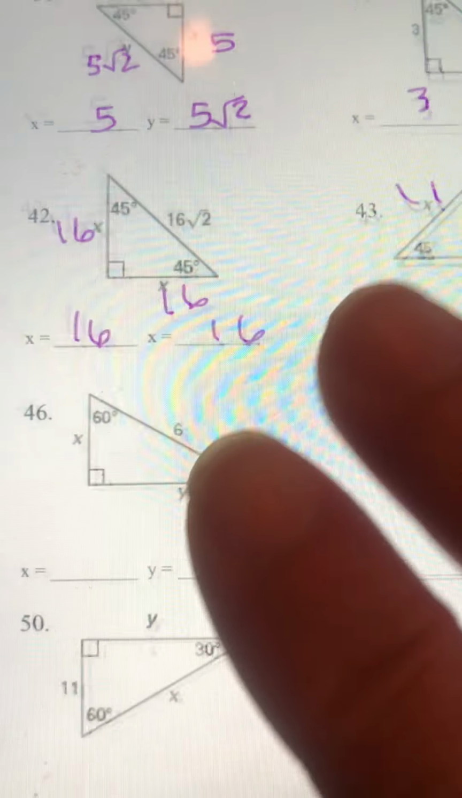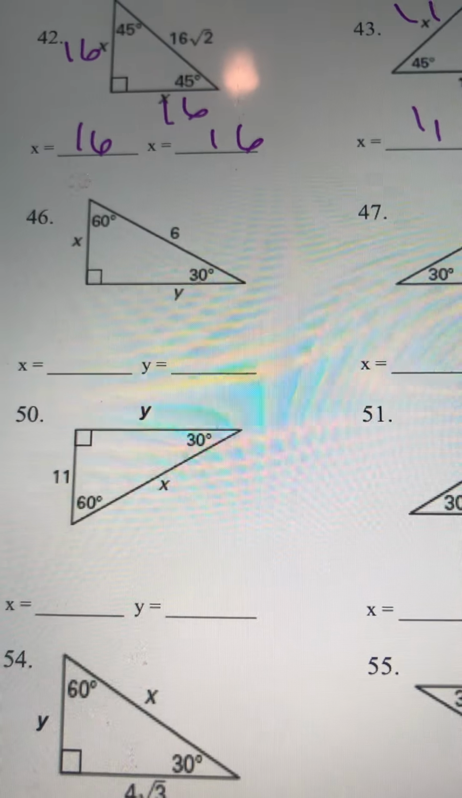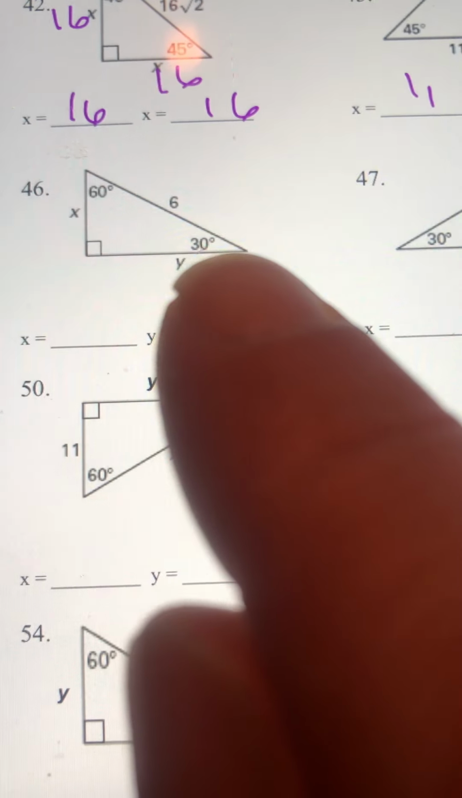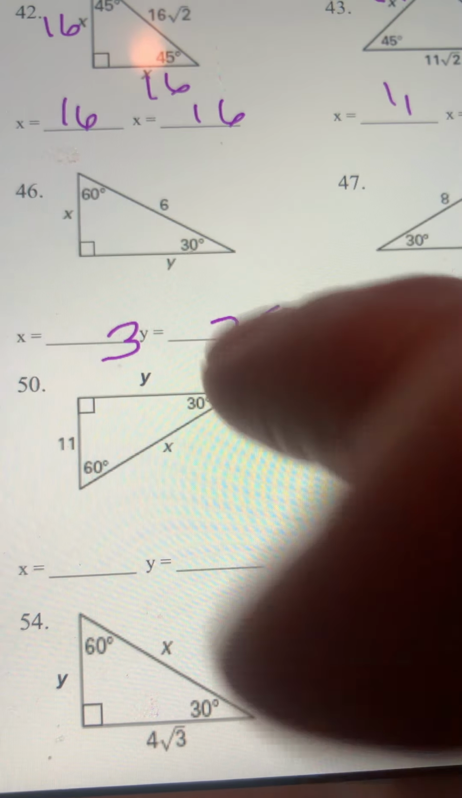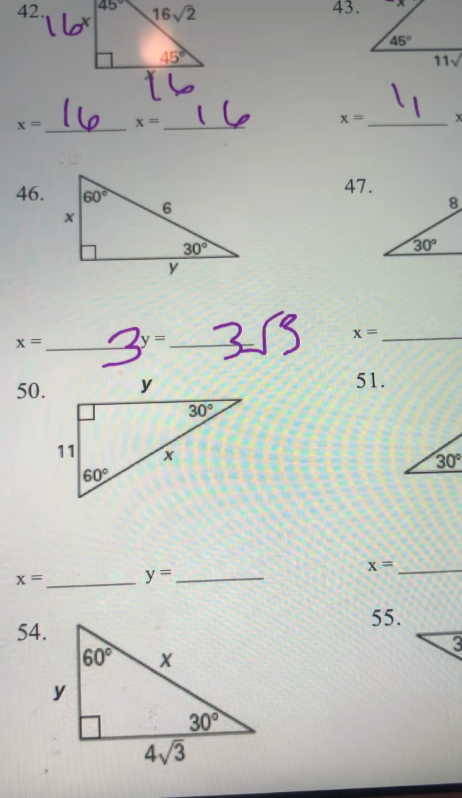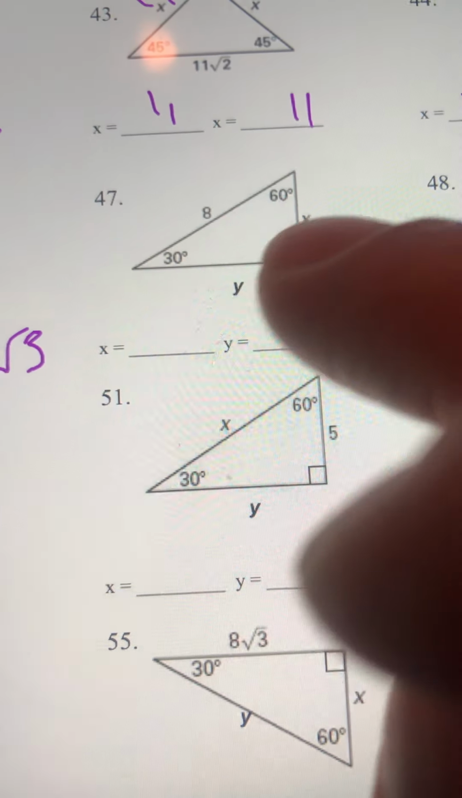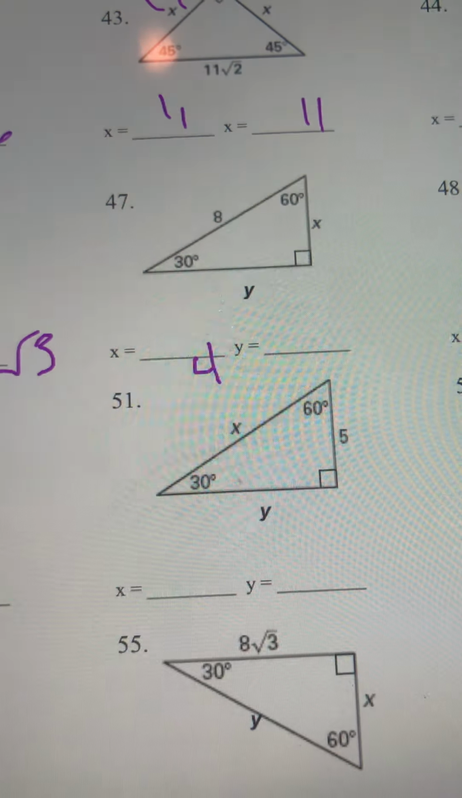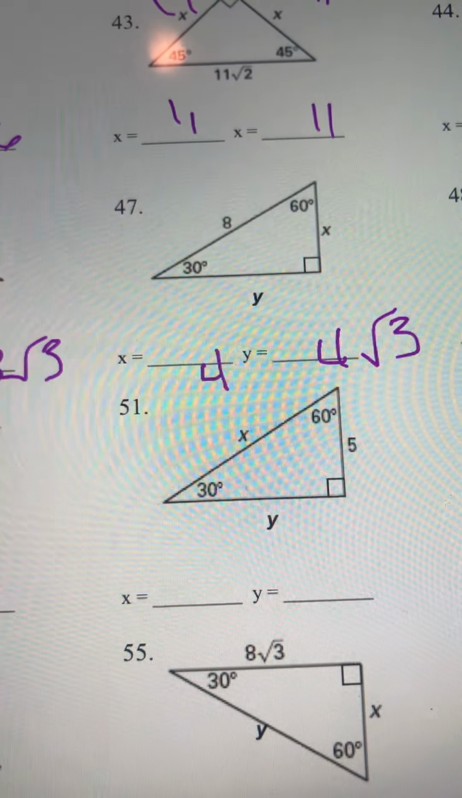Last special triangles, the 30-60-90. Now this one can be given different things, so I think I did a row for each one. In the first row here, they're giving us the hypotenuse. So I'm going to cut the hypotenuse in half to get the side opposite the 30, and then multiply that by root 3 to get the side opposite the 60. Same thing here. The hypotenuse is the 8. I cut that in half, 4 for the x, and then 4 root 3 for the side opposite the 60.